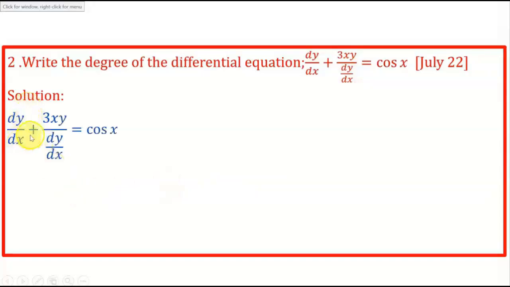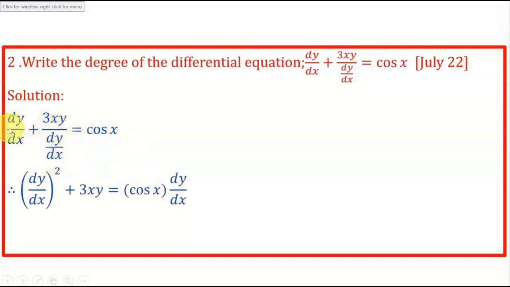dy/dx plus 3xy upon dy/dx is equal to cos x. For this simplification, multiply on both sides by dy/dx. If you multiply dy/dx into dy/dx, it will become (dy/dx) squared, plus 3xy upon dy/dx into dy/dx. Then dy/dx will get cancelled. You will get 3xy is equal to cos x into dy/dx.